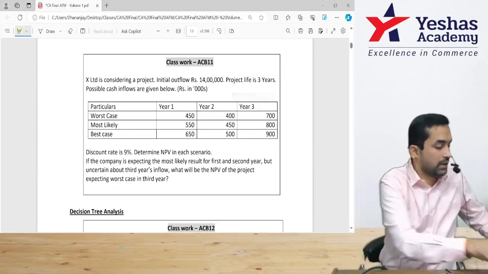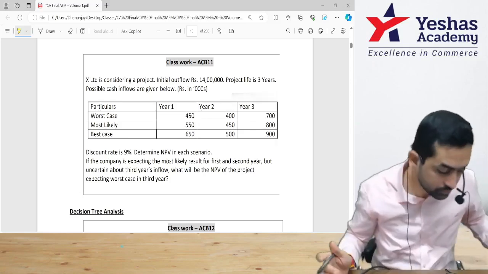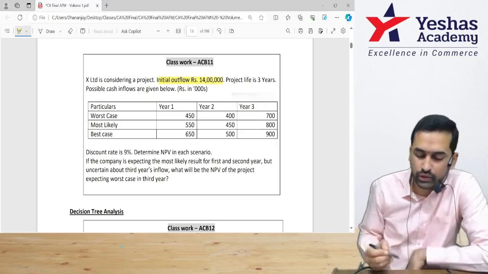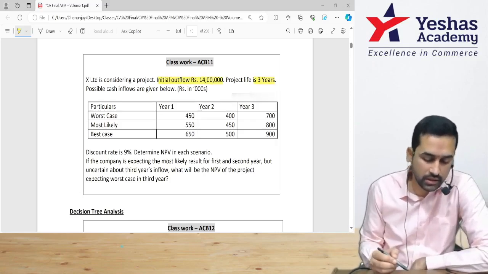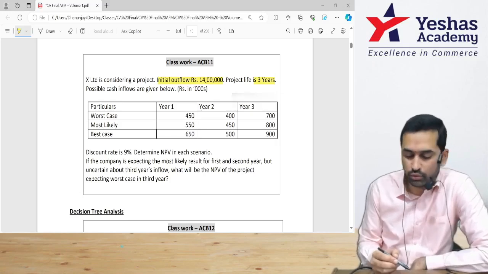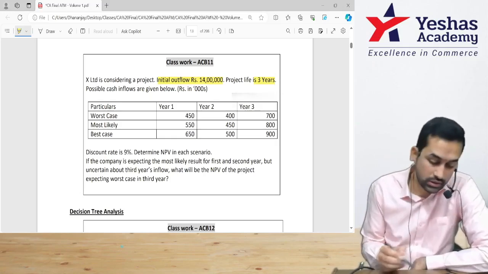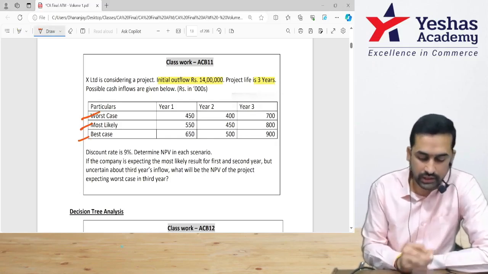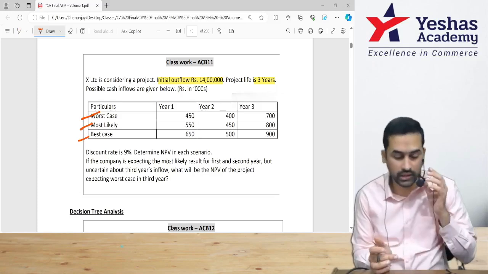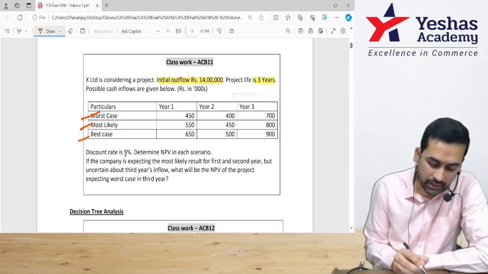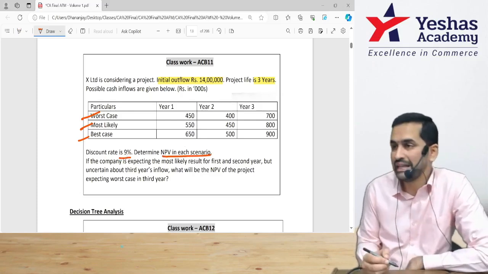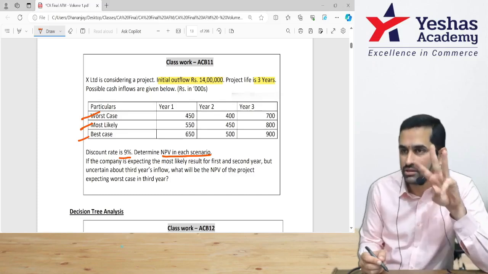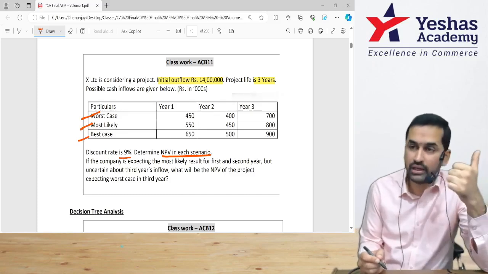Question number 11. X Limited is considering a project. Initial outflow 14 lakh. Project life is 3 years. Possible cash inflows are given to you. All numbers are in thousands. Particulars year 1, 2, 3: worst case, most likely scenario, and best case scenario. Discount rate is 9%. Determine NPV in each scenario. Now, when they say each scenario, they want 3 NPVs. That is, NPV in worst case scenario.